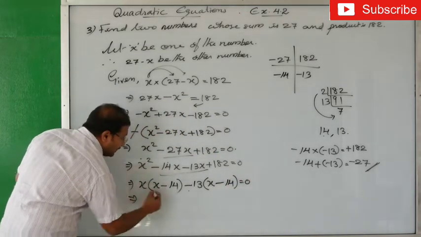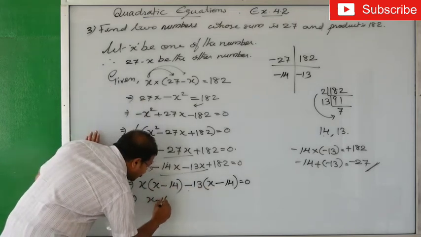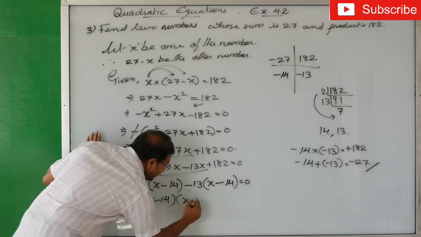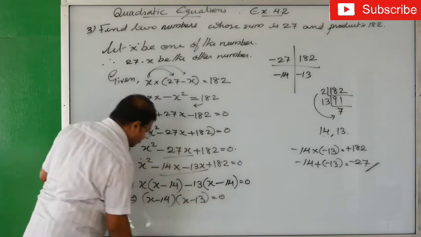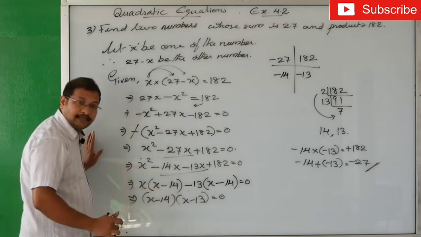This implies, see, brackets are same, isn't it? That means what will you write? x minus 14 into x minus 13 equal to 0. Because if I take this one outside, then the balance is x and here is minus 13.